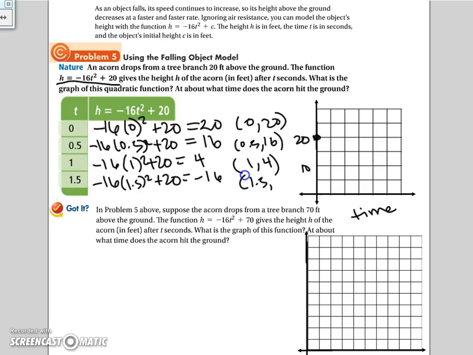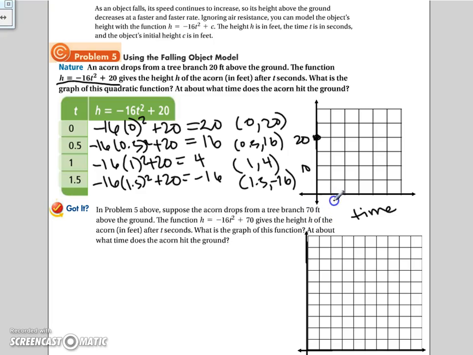Again, notice how she's using very small increments of time because it is not going to take an acorn very long to fall. So we don't want to do 1, 2, 3, 4 seconds because it's probably not going to take it that long. Also notice your graph is not going to look like how the acorn is going to fall. Obviously the acorn is going to fall straight down. We are graphing the amount of time elapsed for it to hit the ground.